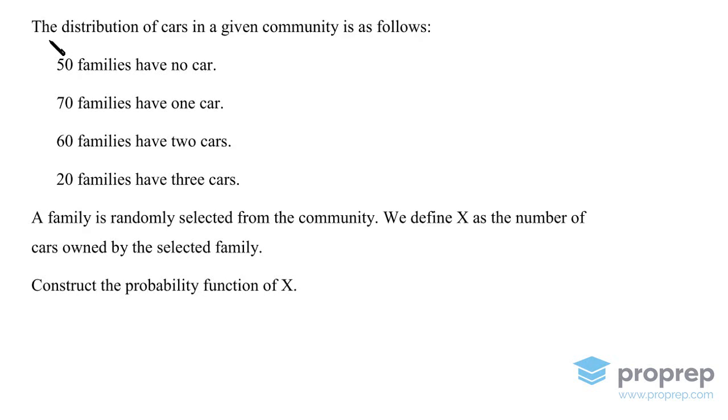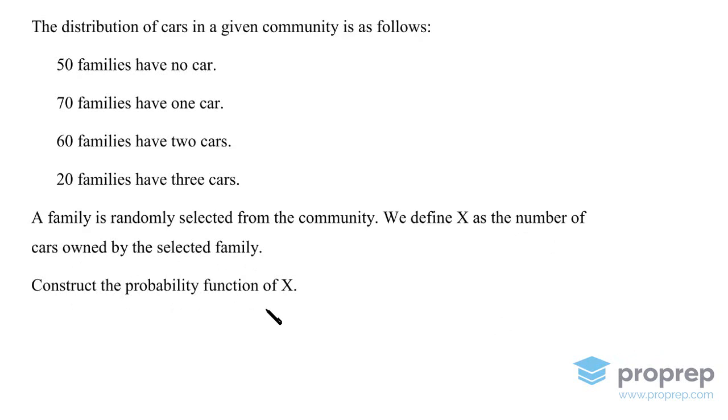In this question, we're given that the distribution of cars in a given community is as follows. 50 families have no cars, 70 families have 1 car, 60 families have 2 cars, and 20 families have 3 cars. A family is randomly selected from the community. We define X as the number of cars owned by the selected family, and we're asked to construct the probability function of X.